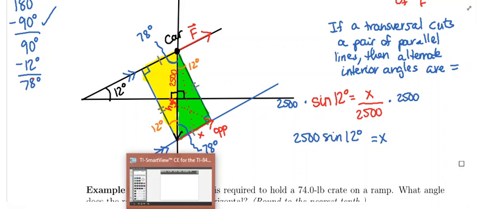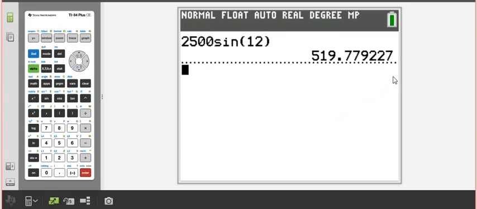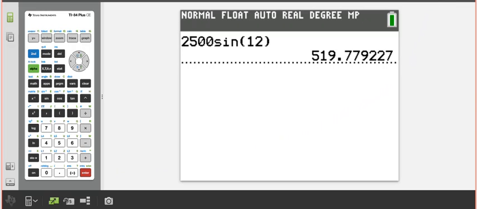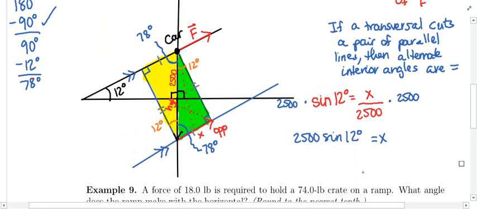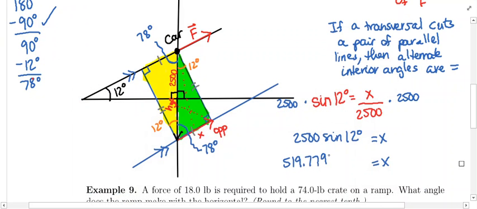I'm going to pop this into my calculator. Make sure you're in degree mode. So here it comes. This is the magnitude of that red side that I have labeled x. So I'm going to write the whole thing down. It is equal to 519.779227. So this is a magnitude. That is the length of this vector that I have labeled x.